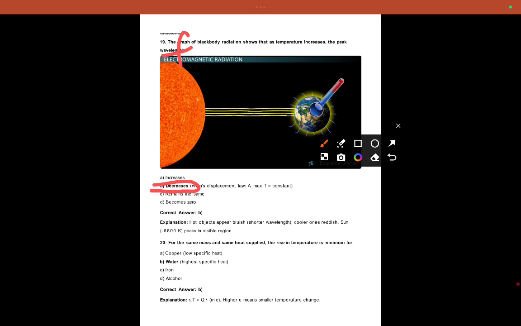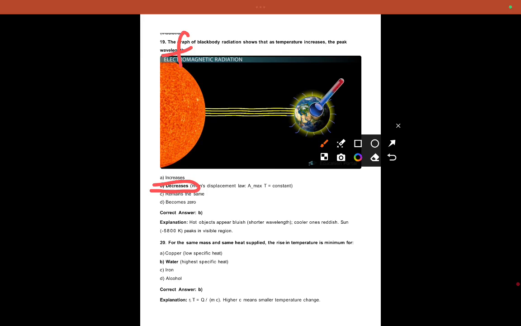That means they are inversely proportional. For question number 20, for the same mass and same heat supplied, the rise in temperature is the minimum for what? See, as we discussed, specific heat is highest for water. From the following options, copper is not, iron is not, alcohol also is not the answer. Copper has low specific heat, iron and alcohol also have low specific heat, but water has the highest specific heat, so it has the minimum rise in temperature.